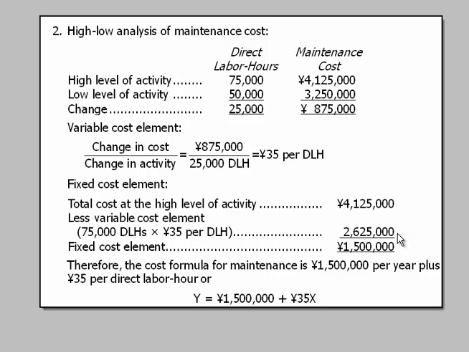So if we subtract that from the total cost, we're able to identify the fixed cost element as 1.5 million yen. So the cost formula for maintenance is 1.5 million per year plus 35 yen per direct labor hour, and that equation is given right there.